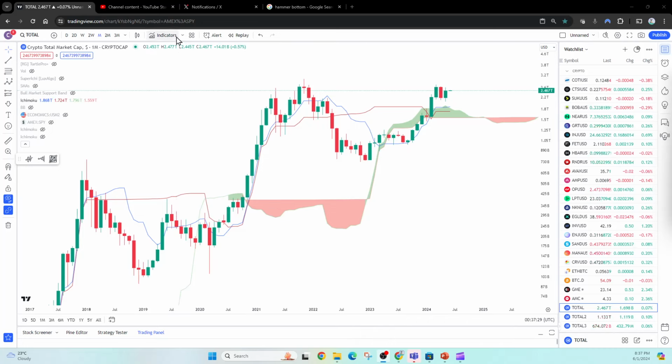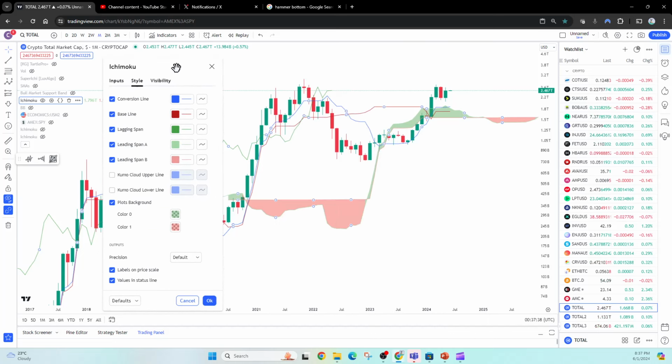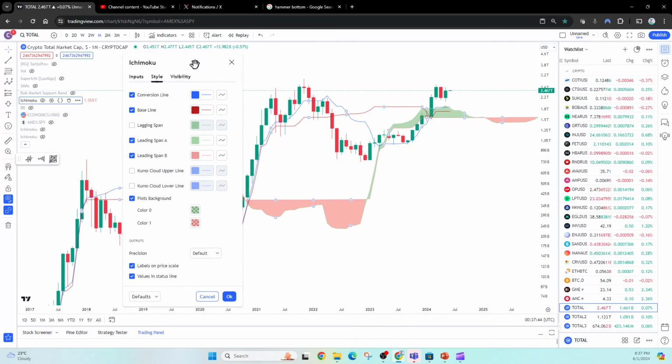You can pull the Ichimoku cloud through indicators over here, and you just search Ichimoku, it's going to pop up. And if you look at these settings, generally all these are automatically checked for you. I generally turn off the lagging span because I don't really find that to be particularly helpful when it comes to analysis, because it is really lagging. Some people use it, I generally don't.